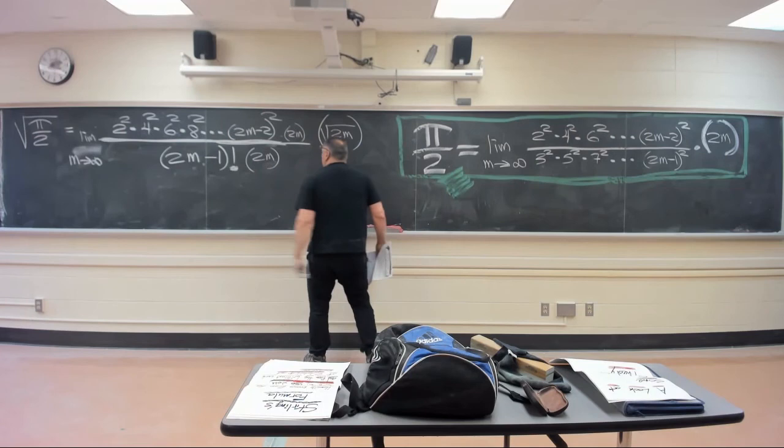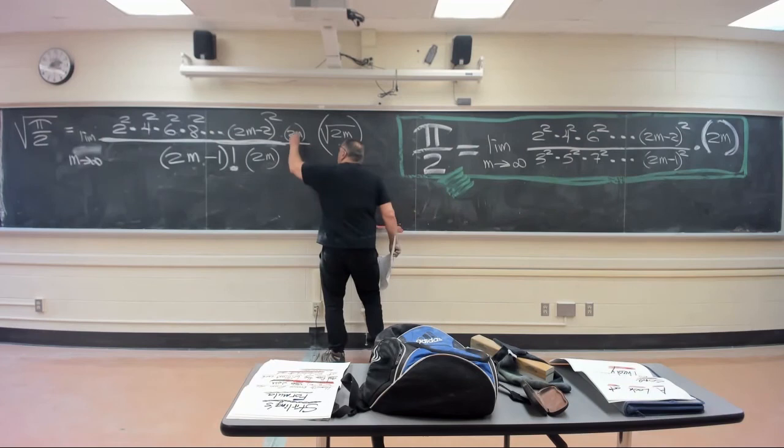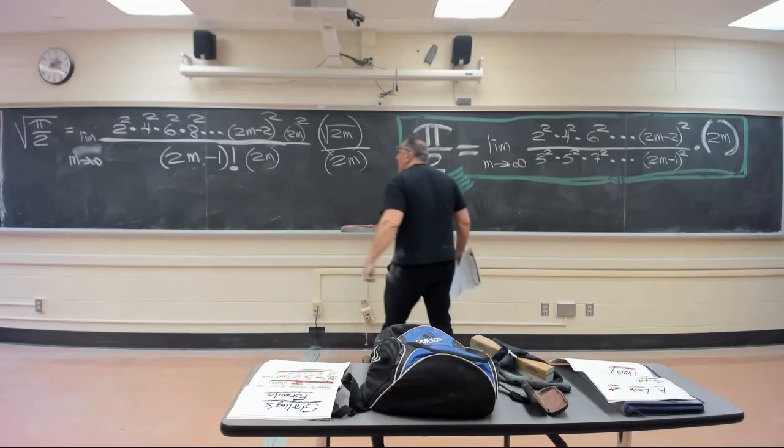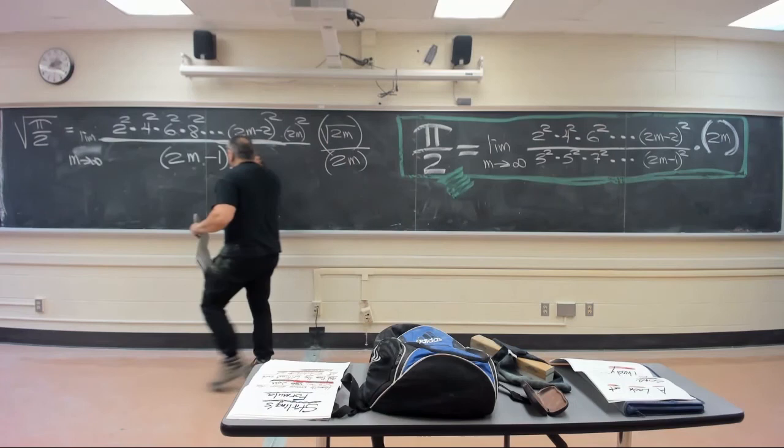Right? 2m divided by 2m is 1. Put another 2m right here, though. Well, then divide by 2m right here. What's going on here? That right there, you guys, 2m times this is 2m factorial. 2m minus 1 factorial times 2m.